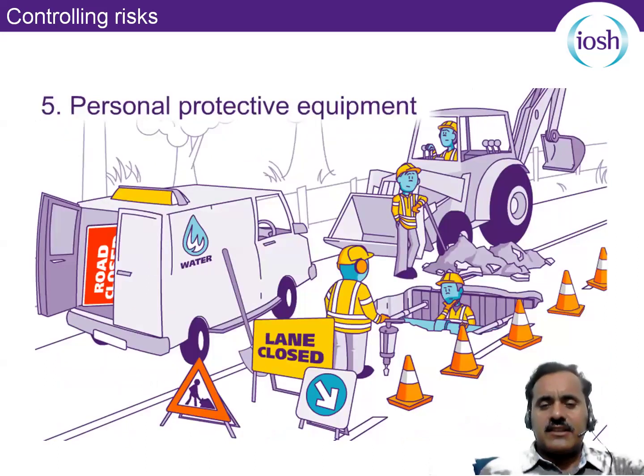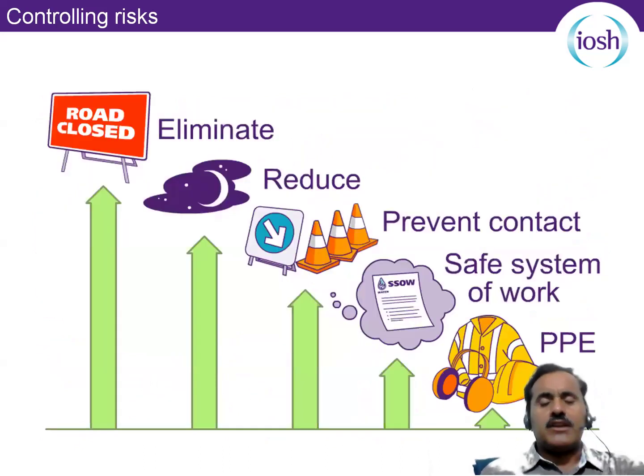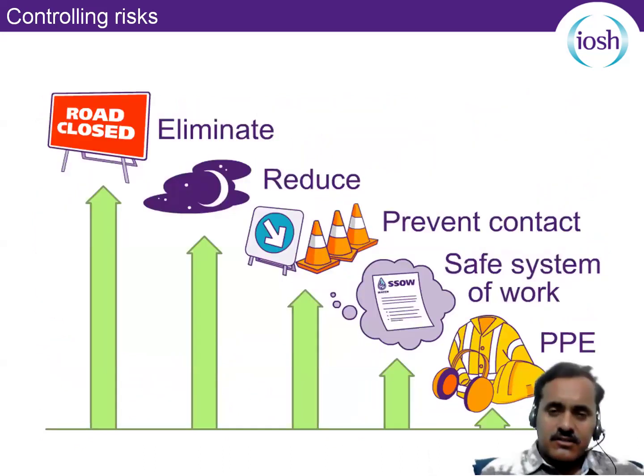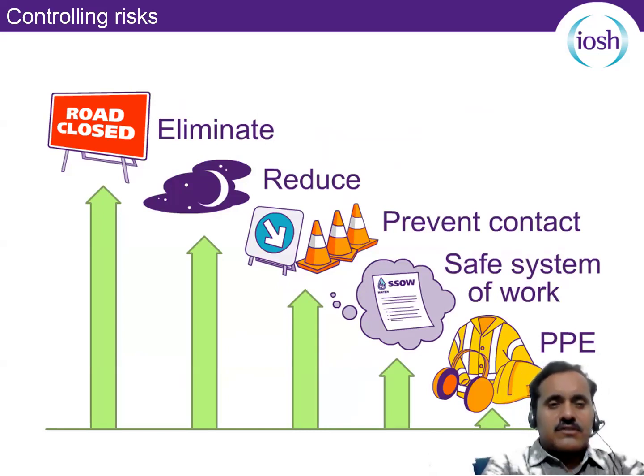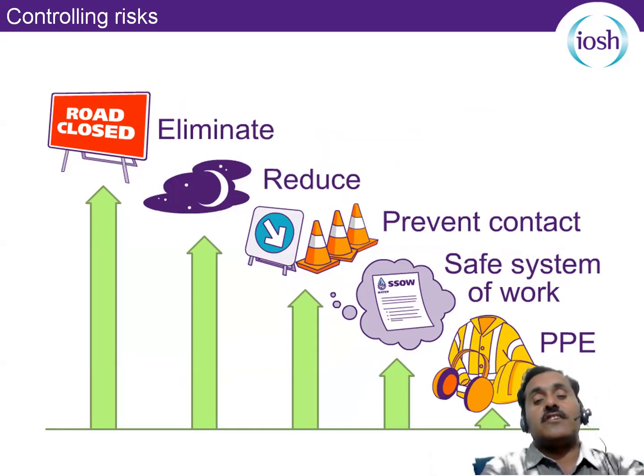And my dear learners, in this case, you can see that almost all types of controls are implemented. A reduction is there, preventing the contact is also there, procedures are displayed, and moreover, even those workers who are working on this site are also using personal protective equipment. So in most cases, many hazards can be controlled by applying different control measures. In this case, the most effective control is elimination, meaning closing the road, but in some cases it is not possible.